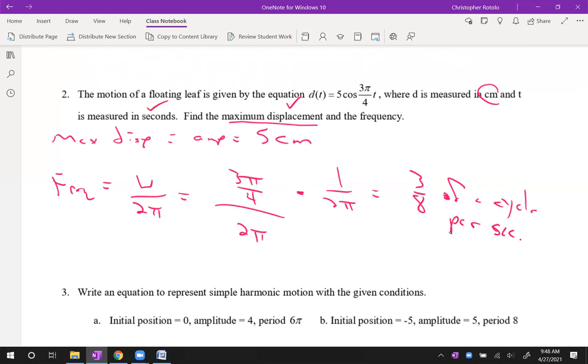But this one's not going to be based in centimeters, right? So it means it's going to bob up and down 5 centimeters, but in 1 second, it's only going to move 3/8 of that. So we start getting a picture of what's happening.